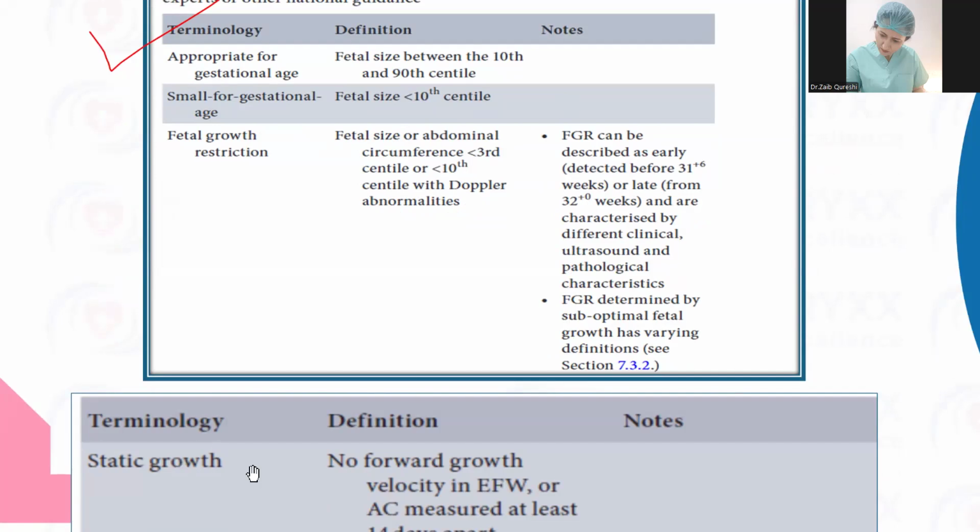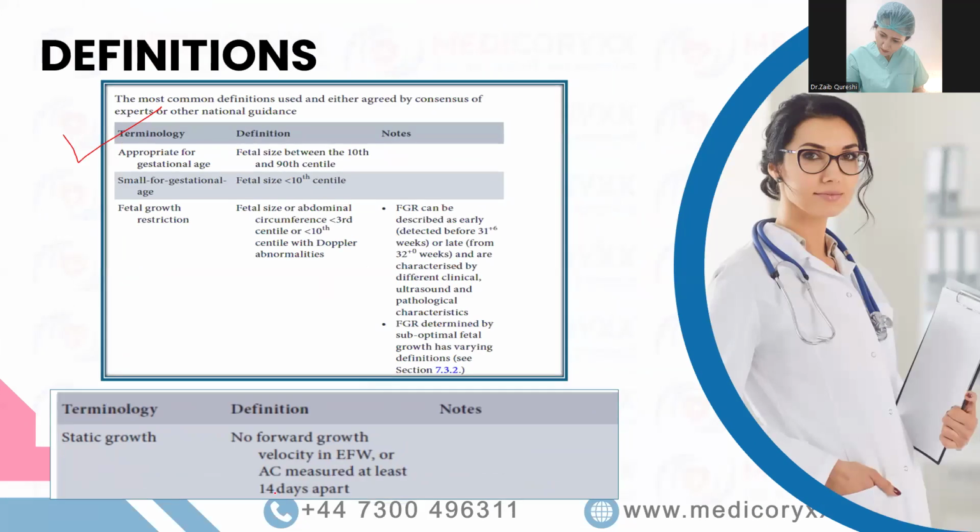When we say that the growth is static, it means there is no forward growth velocity in estimated fetal weight or AC measured at least 14 days apart. Okay, 14 days means when we do the scan fortnightly and we don't see any growth, then we are going to label it as static growth. This terminology was not present in the previous guideline. So this is very good, now they are giving us a clear idea of how we are going to define them, and then manage them.